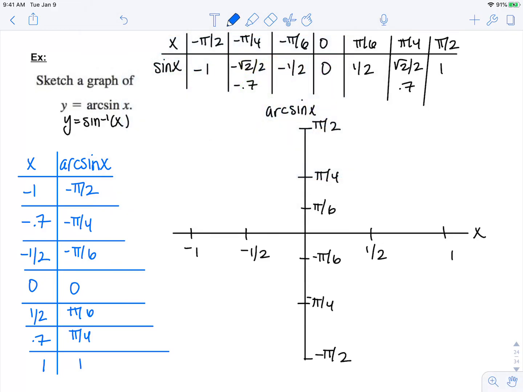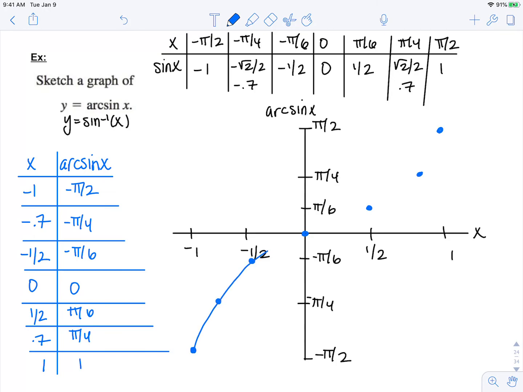So now I can plot my points. Negative 1, negative pi over 2. Negative 0.7, which is closer to negative 1, and negative pi over 4. Negative 1/2, negative pi over 6. 0, 0. 1/2, pi over 6. 0.7, pi over 4, and 1, pi over 2.